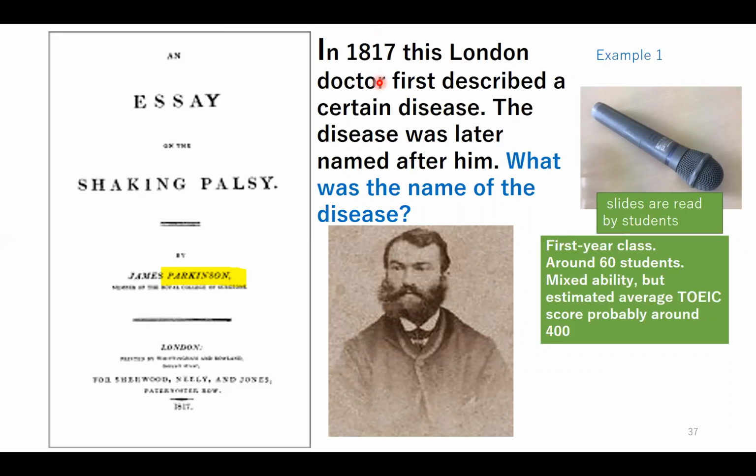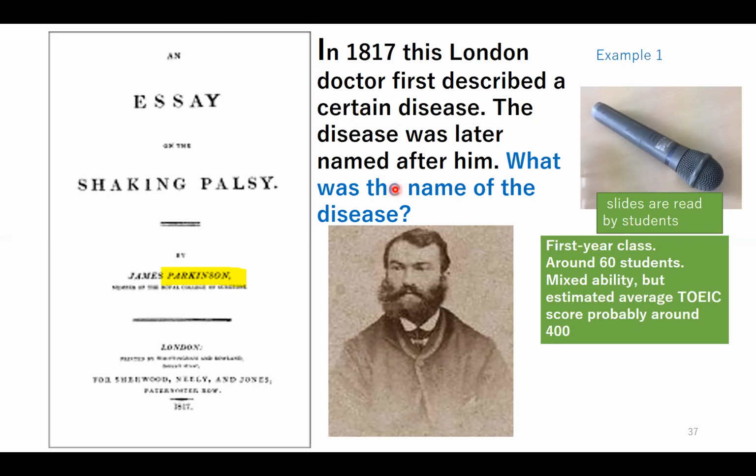And this is the first year class. Okay, 60 students in this class. Mixed ability. I would say the average TOEIC is probably under 400. Okay, so this is a very low level class. This is what I do, and this works. Trust me. Okay, so I asked this question.